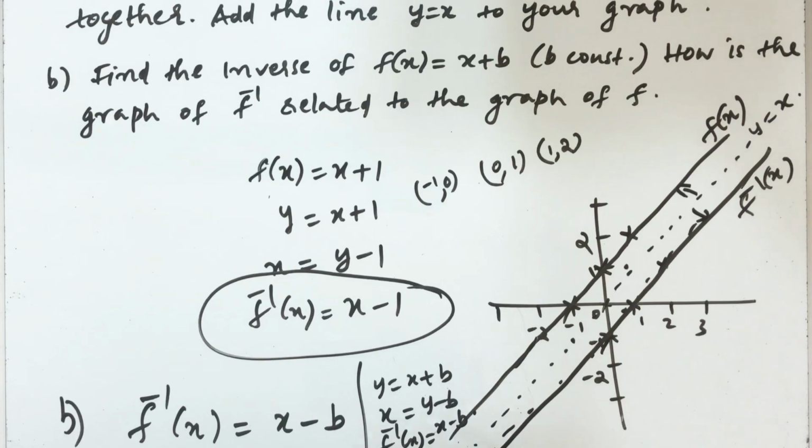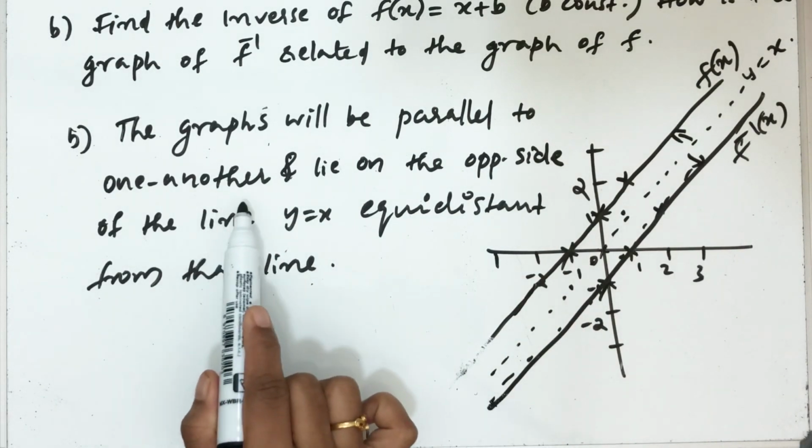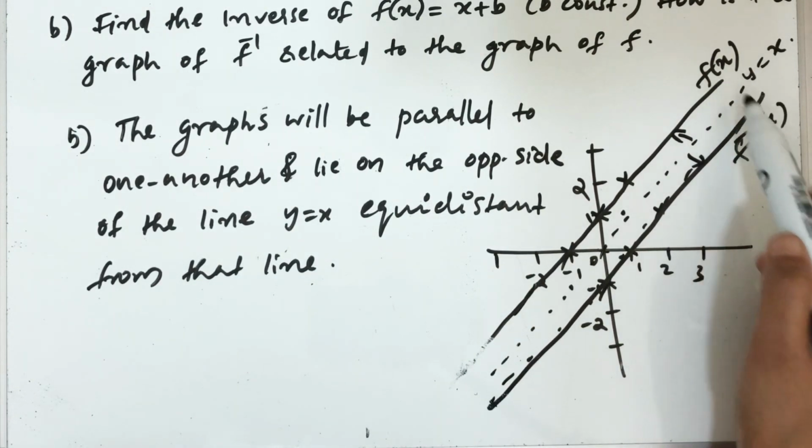So I will write, we can write the graphs will be parallel to one another and lie on opposite sides of the line y equal to x, equidistant from that line.